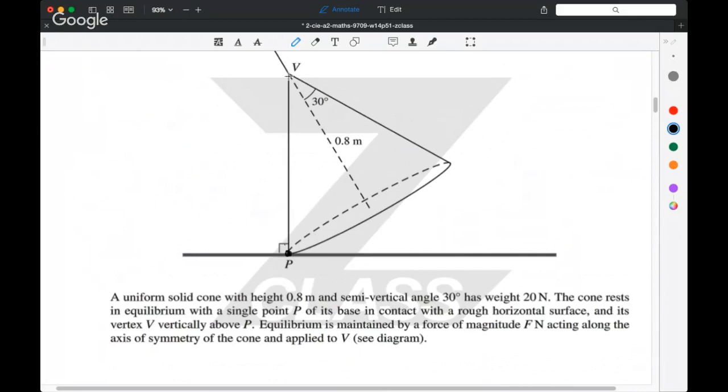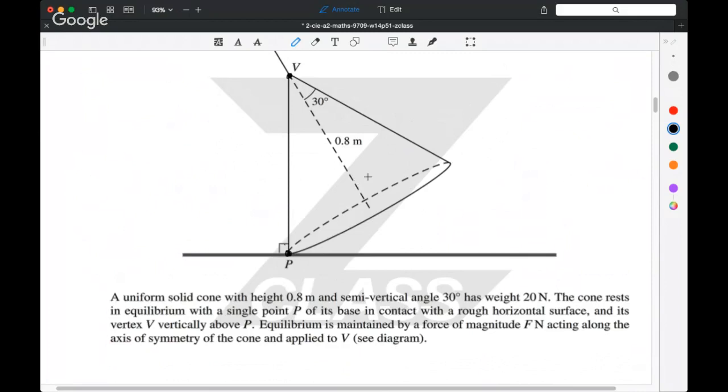So we've got F acting up here, and we've also got the weight of the cone acting at some point here. The weight always acts at the center of mass. So where's the center of mass? Well, obviously the cone is completely symmetric around this central axis. We're told that F acts along the axis of symmetry, so this line here, the 0.8 meters, is definitely through the center of the cone. So the center of mass must be somewhere along this line. But it's not going to be right in the middle. That would be a mistake to assume, because there's more weight at the bottom, right? So it's going to be shifted a little bit further towards the bottom.